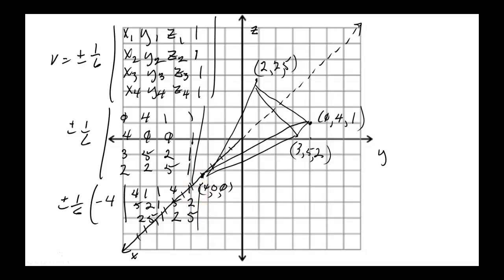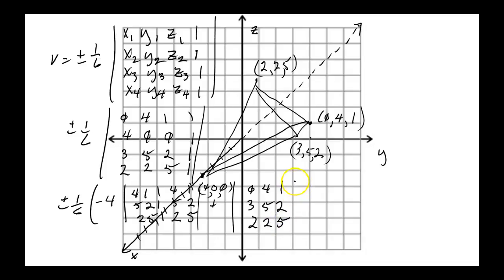Just got to rewrite more. All right. And then over here, it's going to be a plus, minus, plus, minus, plus 1, so I don't have to write anything. And then this second matrix would be 0, 4, 1, 3, 5, 2. This is just going to be our points, 3 of the points, 2, 2, 5.